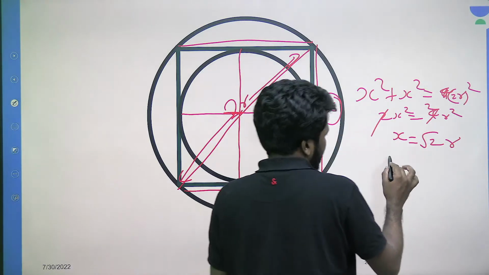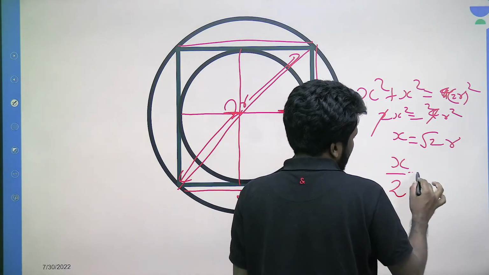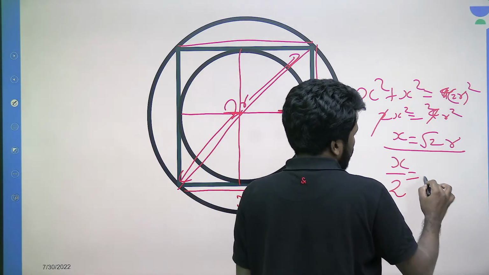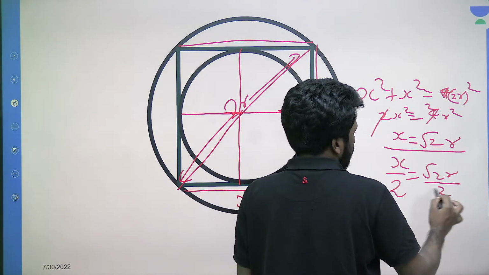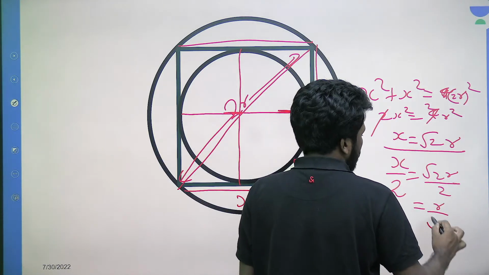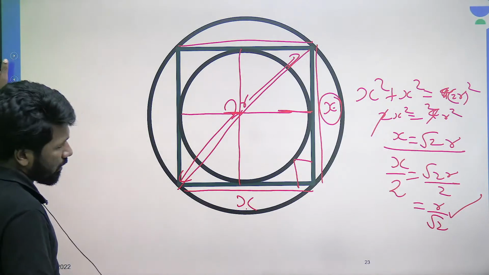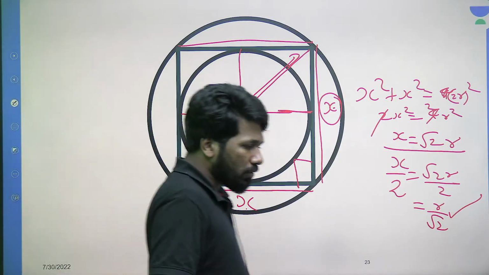This is x. But we need not x but x by 2, because this is the diameter. We need the radius. So root 2 r by 2. 2 and root 2 cancel. R by root 2 will be the answer. Very simple, na. There are different ways to do it. I just showed one of the ways.